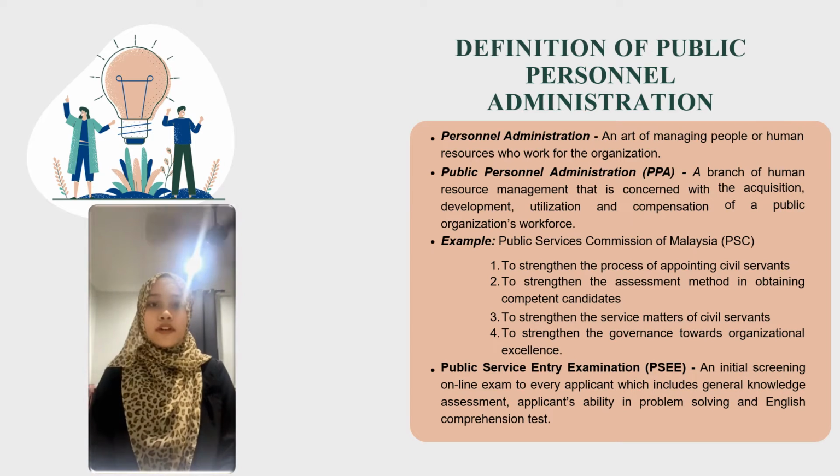Next, I will talk about definition of public personnel administration. Public personnel administration is the process of managing the employees or human resources that are working in an organization. Public administration can also be classified as a branch of human resources management that covers acquisition, development, utilization, and the compensation of a public organization's workforce.